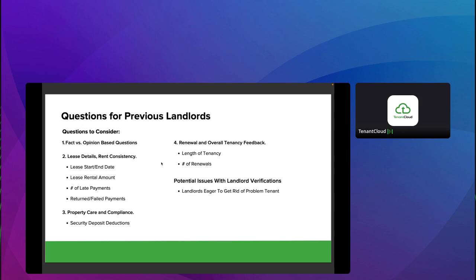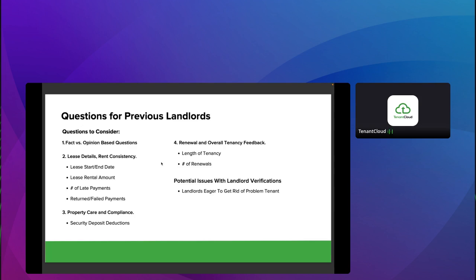Property care and compliance. Instead of saying, did they take care of the property, simply ask, were there any security deposit deductions upon move out? Renewal and overall tenancy feedback. What was the length of their tenancy? Did they stay for the full lease? Did they renew, etc.?